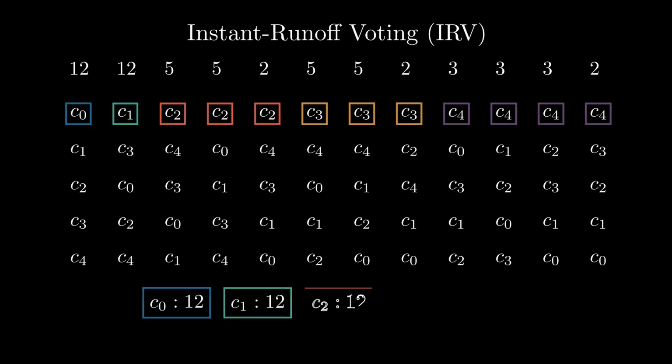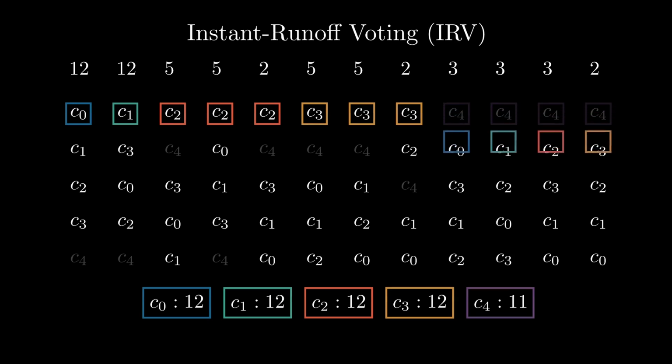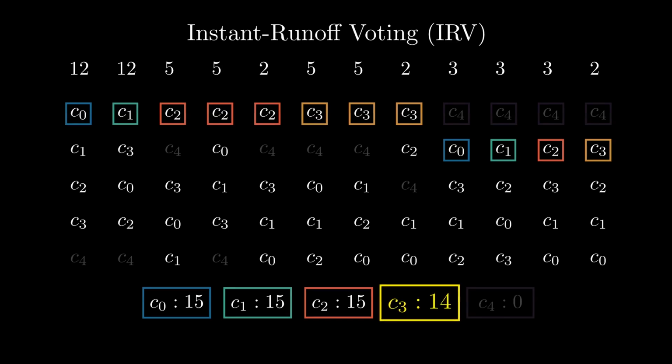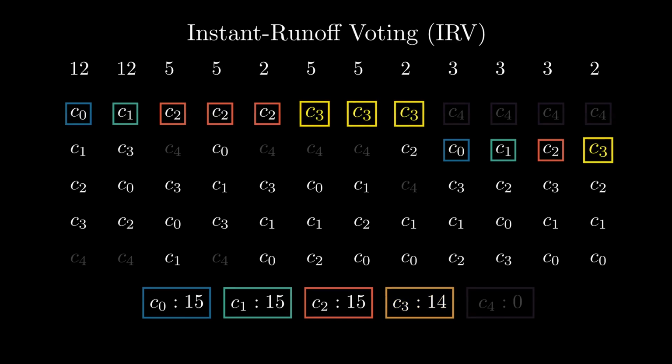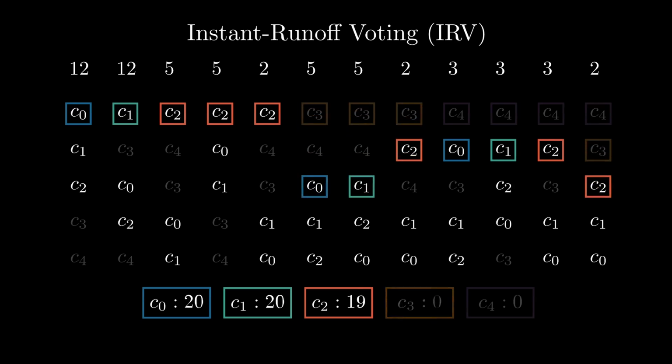In this example, the scores are all close to 1/5 of the votes, but C4 comes last with 11 votes. In IRV, it means that C4 is eliminated. The voters who ranked C4 first now have their vote transferred to their next preferred candidate, and the scores are updated accordingly. In the second round, C3 now has the lowest score and is eliminated. The votes transfer to the next available candidate, and the scores are updated.